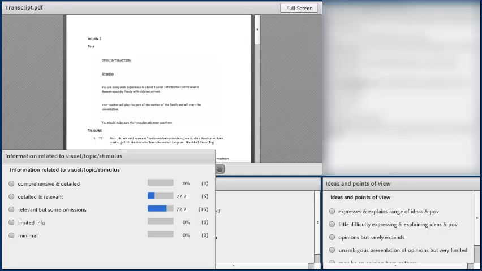But a few have decided that it's detailed and relevant. And I think the key word to pick out is that both of those criteria have the word relevant in them. And all the information that the candidate gives is in fact relevant, and that's very important. It's relevant to the topic, to the situation, and to the task.